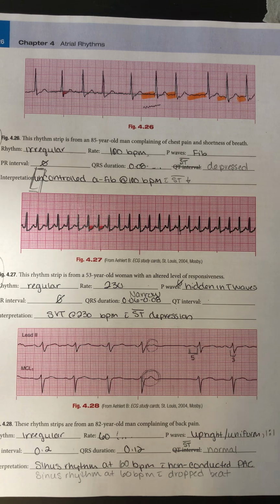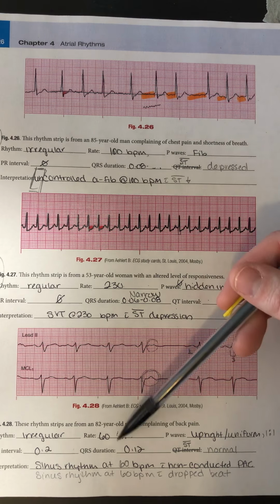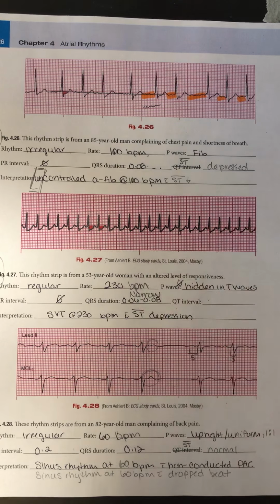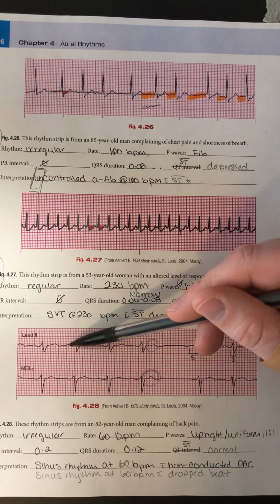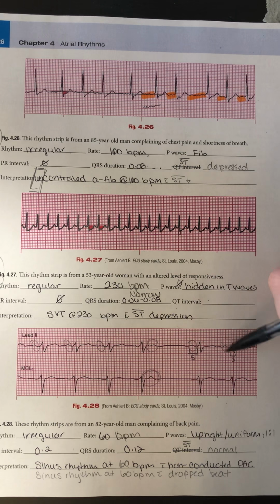Moving on to the next rhythm, this is number 44, or figure 4.28. This rhythm is a bit trickier. So looking right at it, we can tell that it's irregular. Right here, it looks like there's something missing. My rate, 1, 2, 3, 4, 5, 6, times 10 gives me 60 beats per minute. My P waves, I do have P waves for every QRS complex. They are upright, they are uniform, and remember your conduction ratio, 1 to 1.